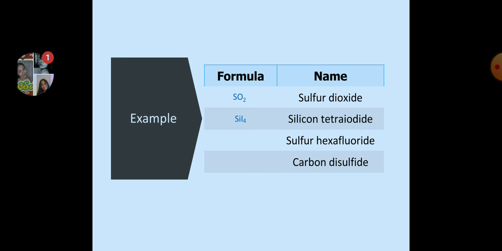Okay. Next we have sulfur hexafluoride. Sulfur is S, and there is no prefix indicated, so it's just S. Hexa is the prefix for 6. So, this is sulfur hexafluoride, which is SF6. Last, we have carbon disulfide. Sulfide is from sulfur. Since this is di, it is a prefix of 2. So, this is CS2.